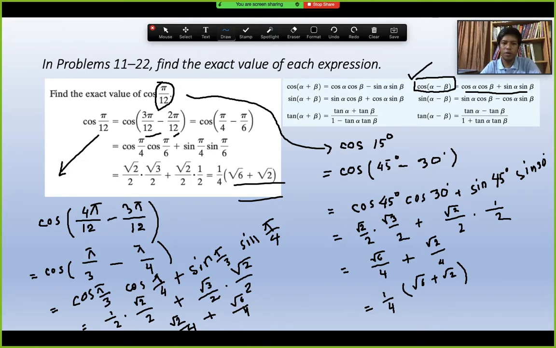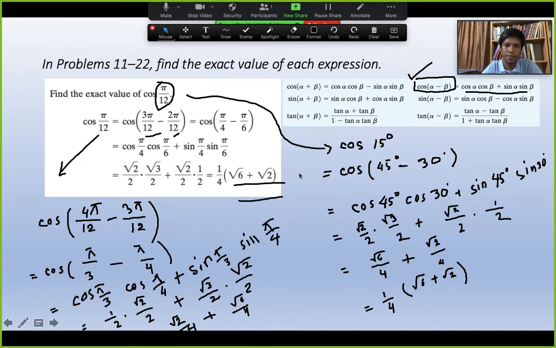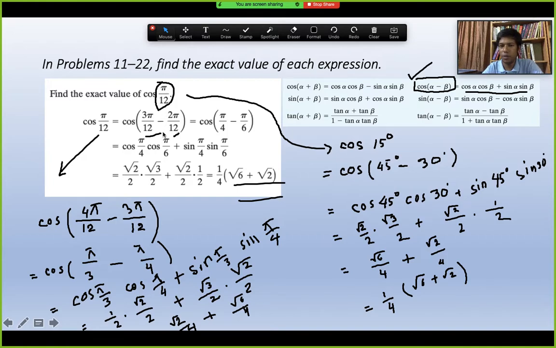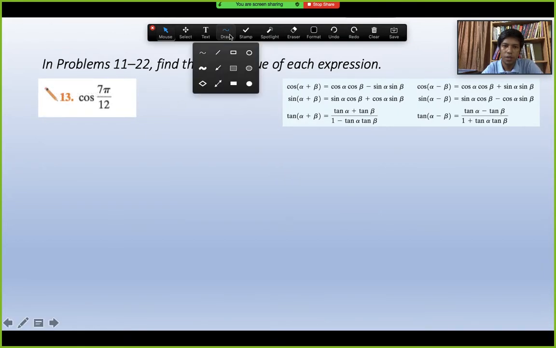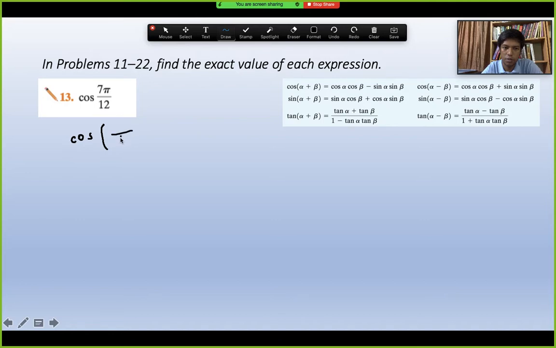All right, so this sign depends on what we need. Let me show you an example for positive. See here, 7 pi divided by 12. So how can we break it down? Think about it in your mind and see if my calculation is matching with yours. This is 12, this is also 12.